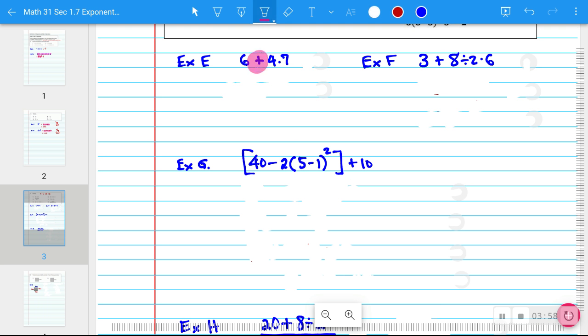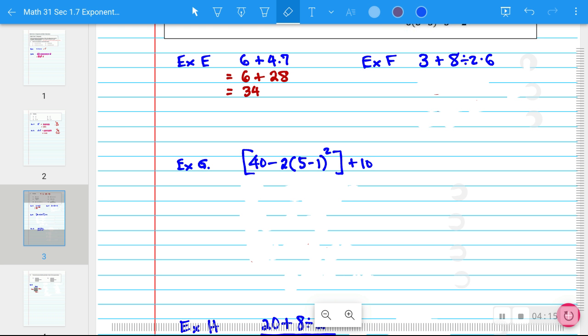So I see an addition and I see a multiplication. And we're going to do the multiplication first. So 4 times 7 gets done first. And then finally the adding gets taken care of.